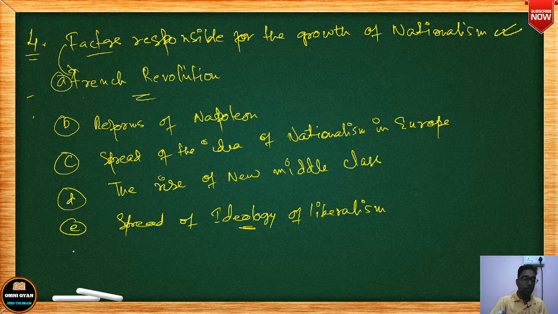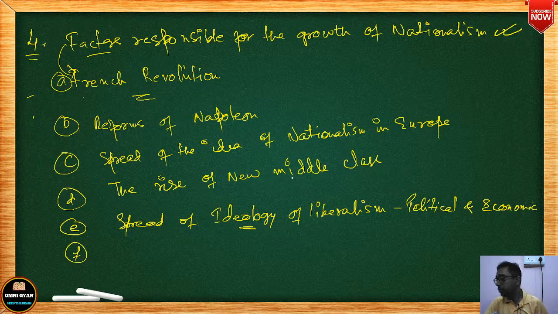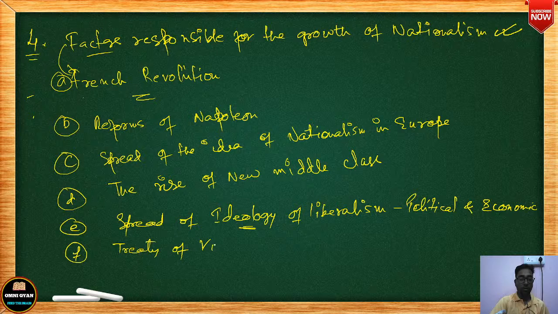Number 6 or point number F. Under the spread of the ideology of liberalism, you have political ideology and you have economic ideology. So both the things you study very nicely, political and economic. Political ideology is there and economic ideology is there, both are there. And in number F or number 6, this is the last point, the impact of the Treaty of Vienna and the new conservatism.